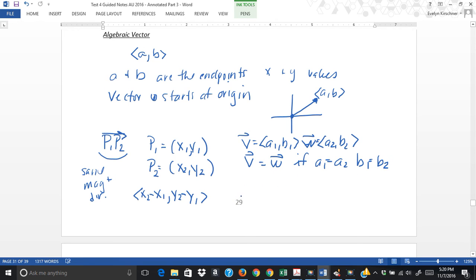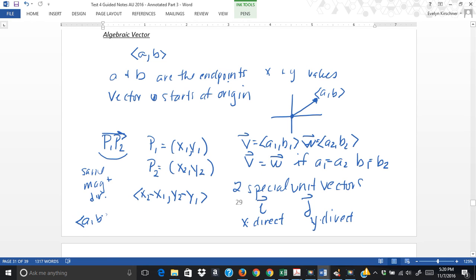We also have two special unit vectors, and they are I and J. I is in the X direction, and J is in the Y direction. They both have a length of 1. So this lets me write some vector ⟨A, B⟩ as A times I plus B times J, because remember A is the X magnitude and B is the Y magnitude, and we're going in those two directions.